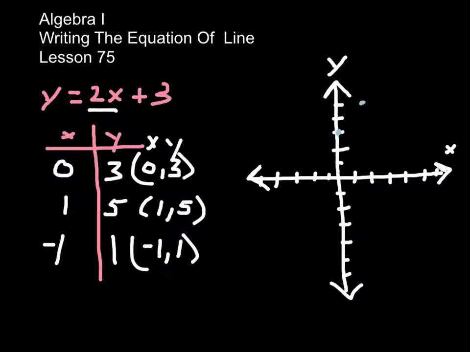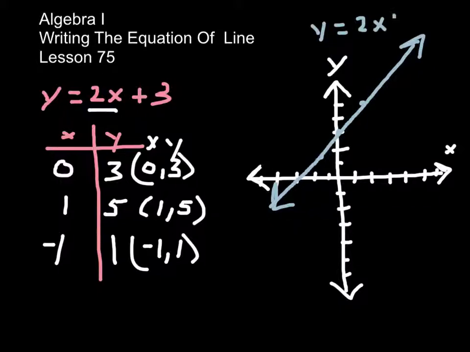Now my coordinate plane here isn't exact because I just kind of sketched it, but you can see that these points would more or less lie in a straight line, and then you'd be able to draw a straight line through them. This would be what the line for this equation would look like. And finally, we would label it y equals 2x plus 3.